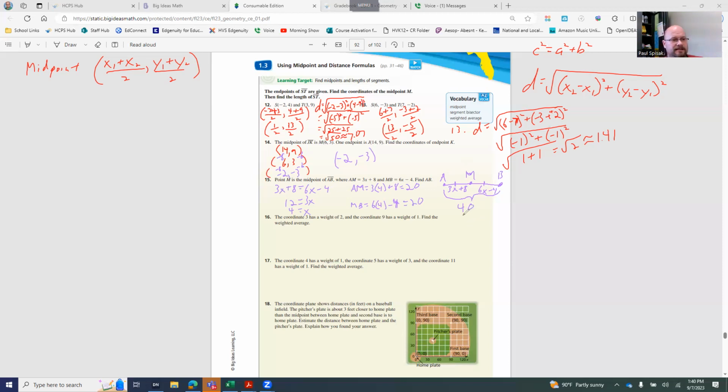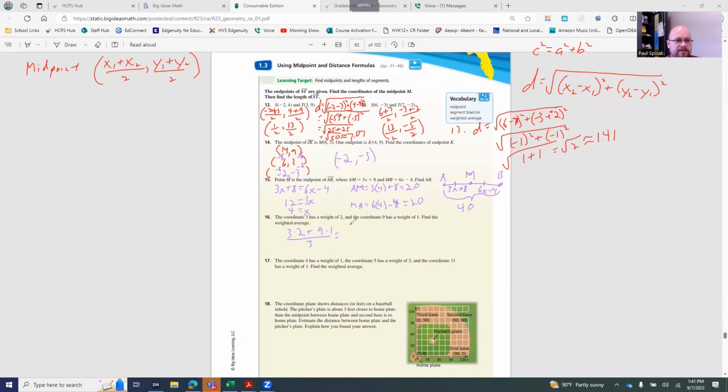Now, on 16, the coordinate 3 has a weight of 2, and the coordinate 9 has a weight of 1. Find the weighted average. Again, it's just like doing a regular average. It's just saying that, all right, since we have a coordinate that has a weight of 2, it's like we're doing that one twice. So 3 times 2. 9 has a weight of 1, so 9 times 1. How many weights do we have total? 2 there, 1 here. Our weight is a total of 3.